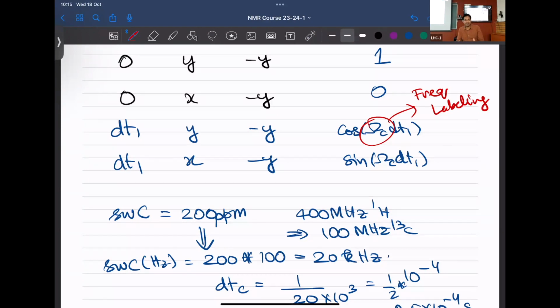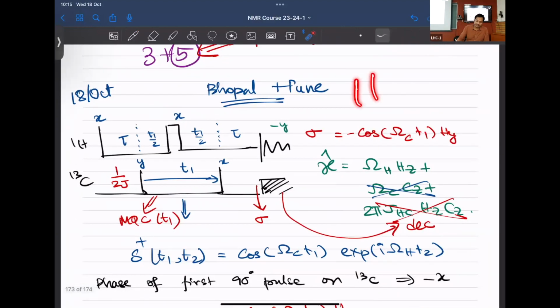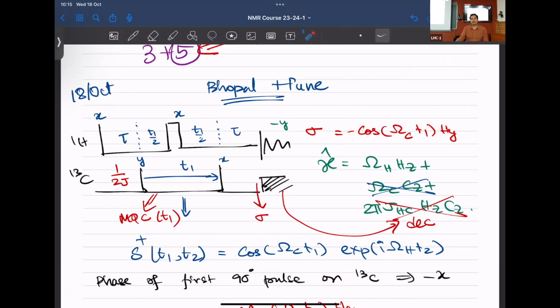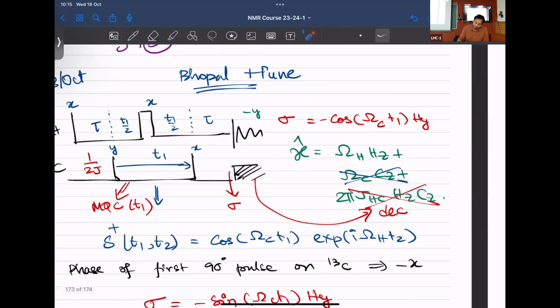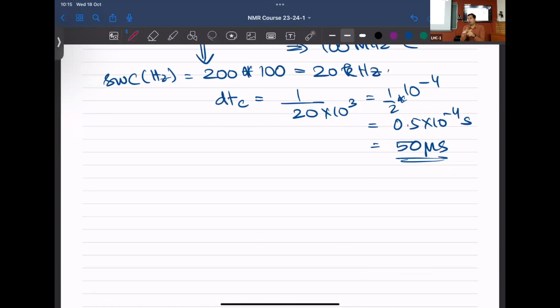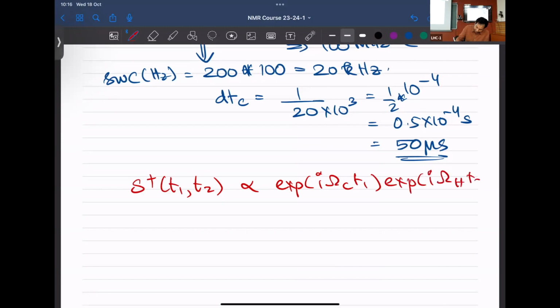Okay, the frequency labeling happens with the multiple quantum coherence term, making it an HMQC, heteronuclear multiple quantum coherence spectroscopy. This is how an HMQC spectrum comes up. And the way we move from this signal, what is the signal? So I hope you guys are able to understand, if I take the quadrature in the indirect dimension and I have a quadrature in the direct dimension, my final term will look something like this. The signal will end up looking like e power i omega c T1, e power i omega h T2.